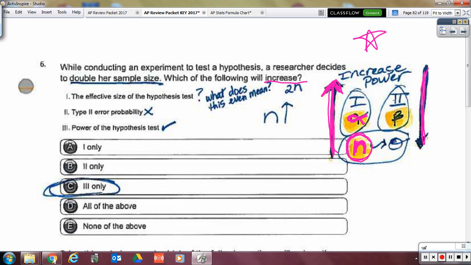See, look, type 2 error is over here going down. And then how about the power? It is increasing with this picture here. This is the one where the power is increasing.